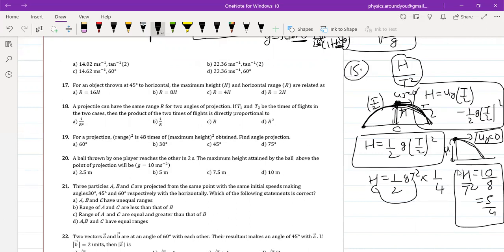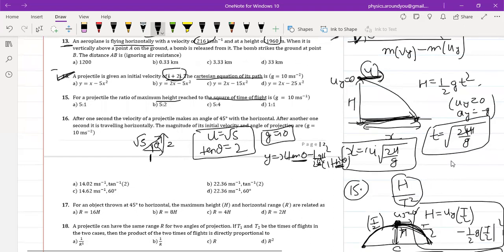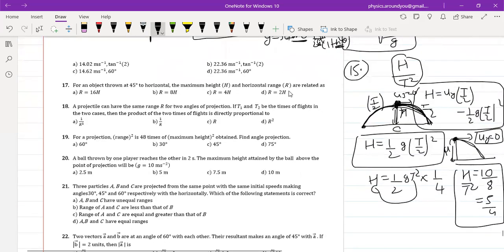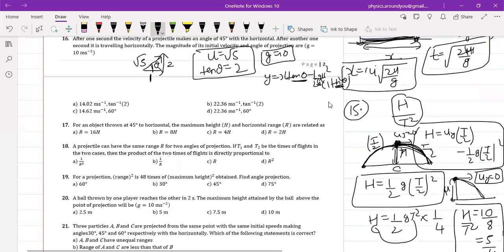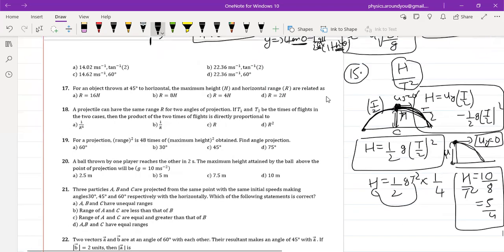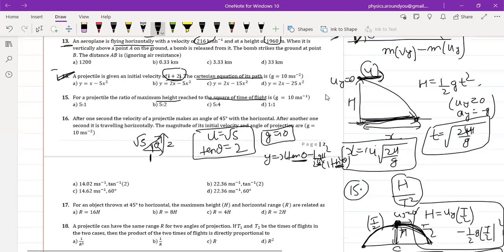The answer to this question, what is h by t square? The square of the time of flight is being asked. 10 by 8 should be 5 is to 4. So we have got the answer 5 is to 4.